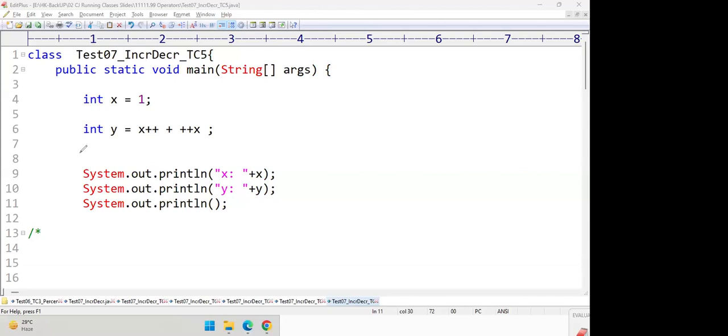Look here. X variable memory created. 1. Everyone look here. Try to talk along with me.